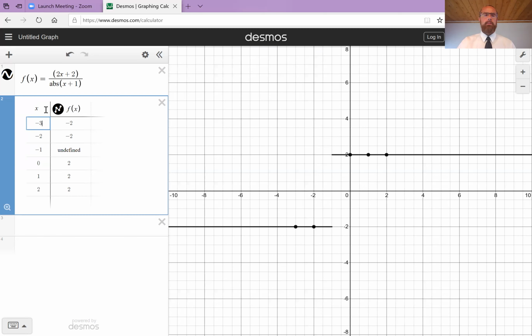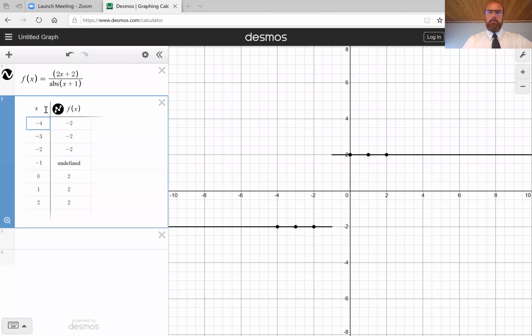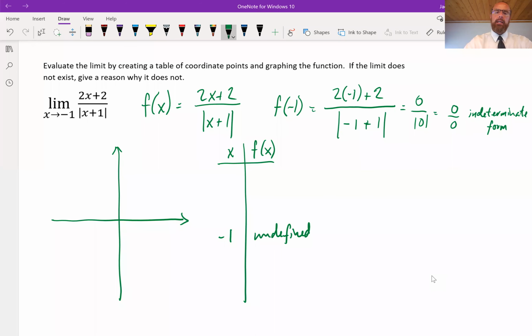Now, let's record this table. So again, I'm going to just go to -4. But everything to the left of -1 is -2. Everything to the right is +2. So let's go back. That gives us the information we need from the graphing calculator. So it looks like I don't have to do a lot of calculation. Everything to the left has an output of -2, whereas everything to the right has an output of +2.